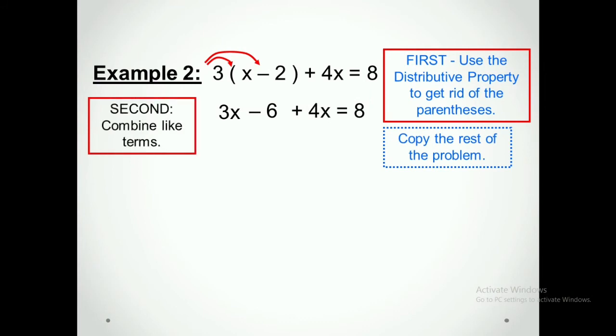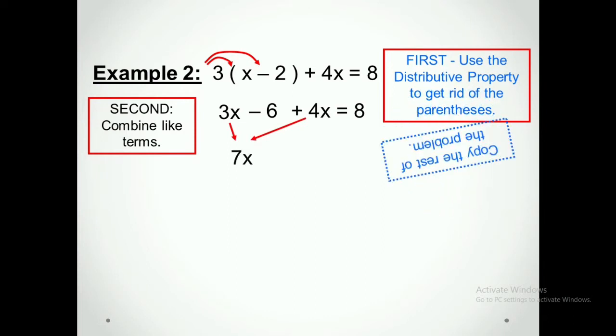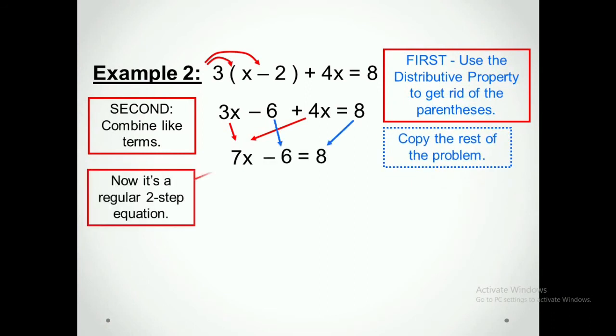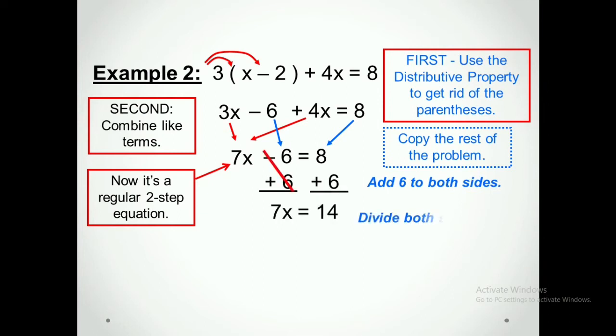Check to see if there's any like term. Yes, we have a like term. We have 3x, and over there we have a plus 4x. So we combine those, and that will give us 7x minus 6 equals 8. As you can see, again, it's in the form of a two-step equation, and since we have 7x minus 6 equals 8, we need to undo that minus 6 by adding 6 to both sides. That will now give us 7x equals 14, and then we divide both sides by 7. So x equals 14 divided by 7, which is 2.